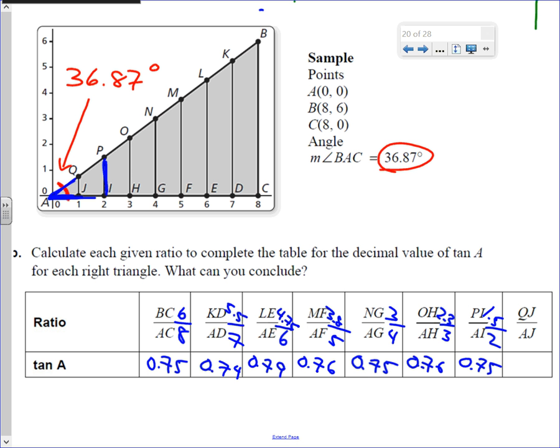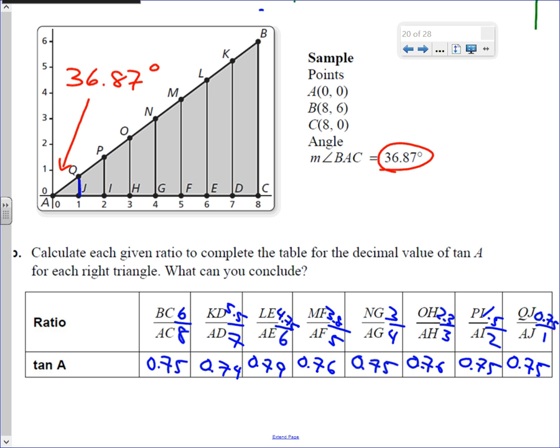Let's see if someone can get the last one correctly, given our pattern. What would QJ be here? It's not exactly 1. What would that be? 1.5 is over here. 0.5. 0.75. Look at 0.75 over AJ, which is 1. 0.75 over 1 is 0.75.